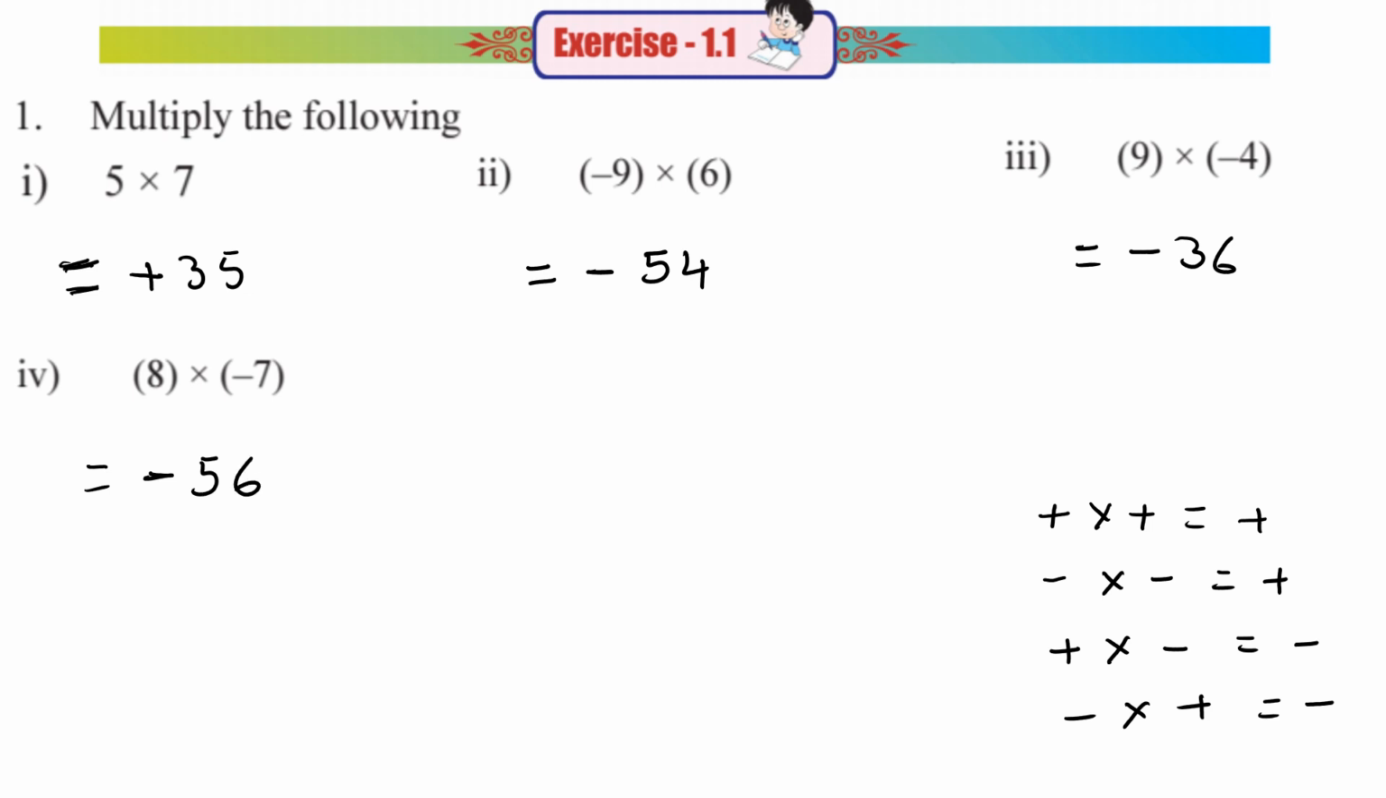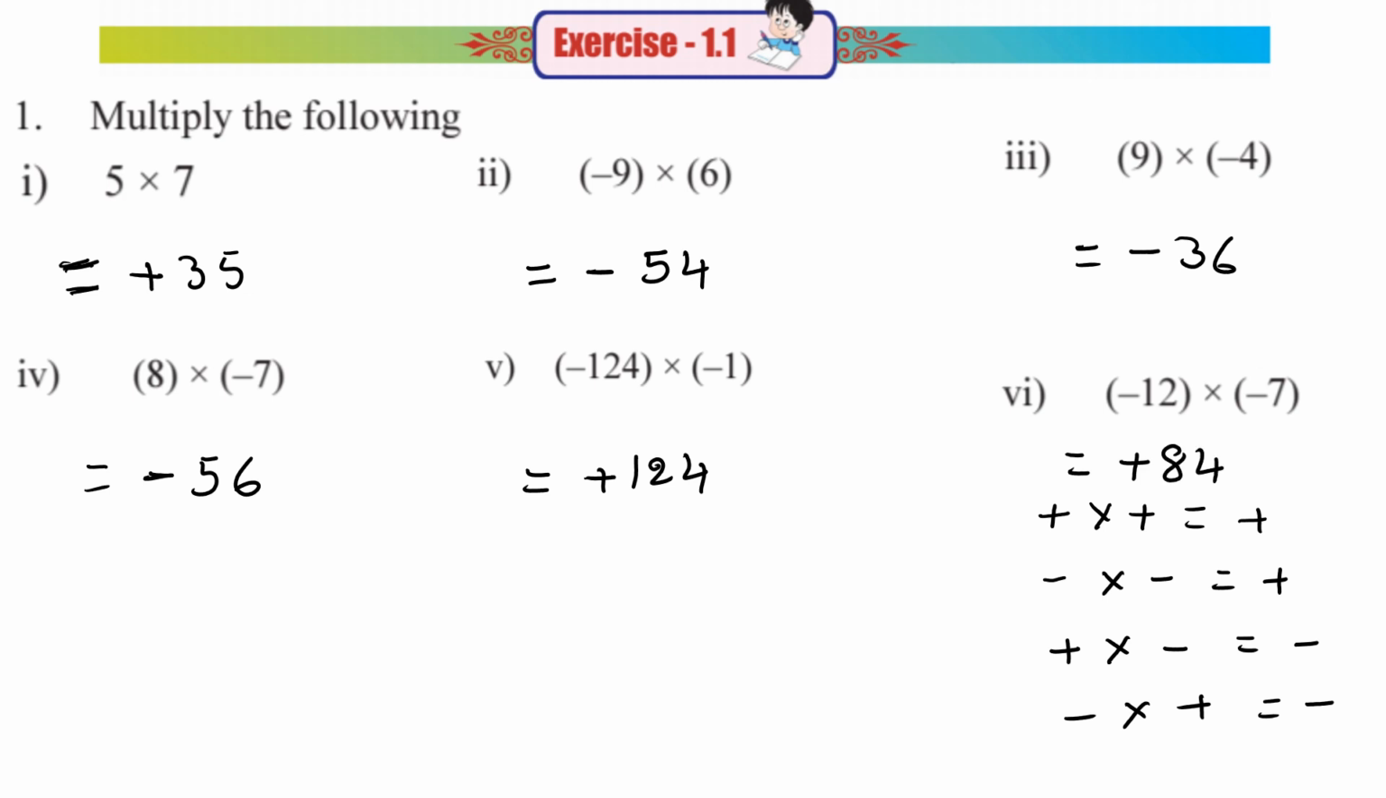Now let us see one more question. Both are negatives. If both are negatives, first we multiply the symbols: minus into minus is positive. So 124 ones are 124. One more: minus into minus here also is plus. 12 sevens are 84.